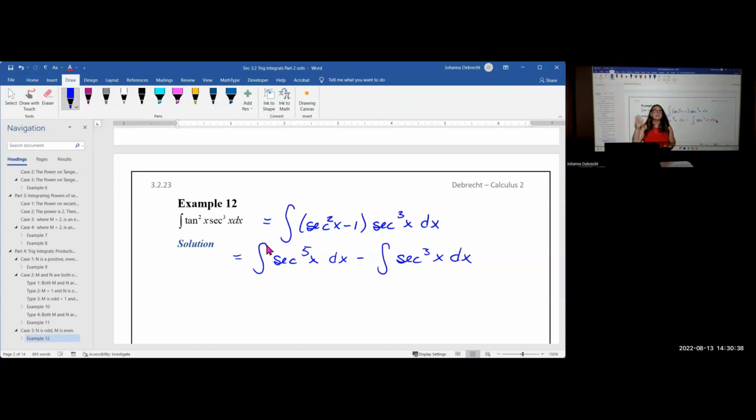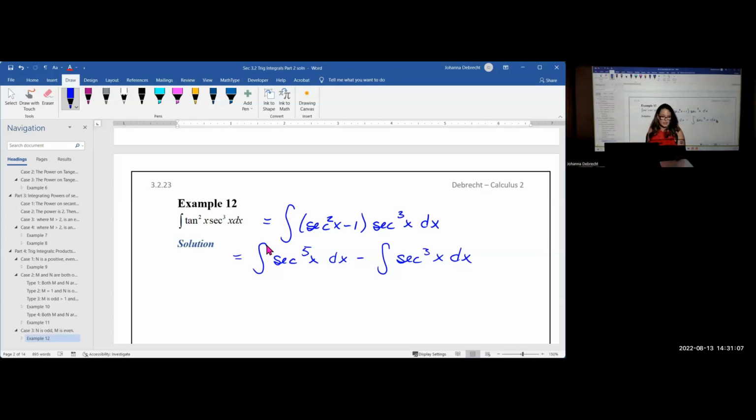Now, I should be hearing cheering out there while you're watching this video, because we've already evaluated the integral of secant to the fifth of x dx and the integral of secant cubed of x dx. So all you need to do is go back to those previous parts, borrow the solutions that we found there, plug them in, and we'll be done, all right? So this is the most straightforward way of dealing with this subcase.